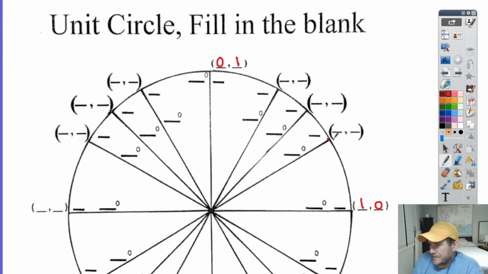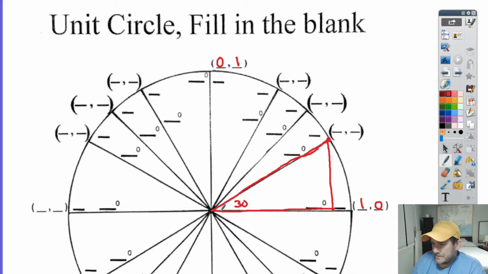Well, they came from our special right triangles, because remember, from here I could drop straight down. I could run over from the origin. And I could have a hypotenuse. Well, as a pi over 6 radian angle, this is 30 degrees. This is our 30, 60, 90 right triangle.